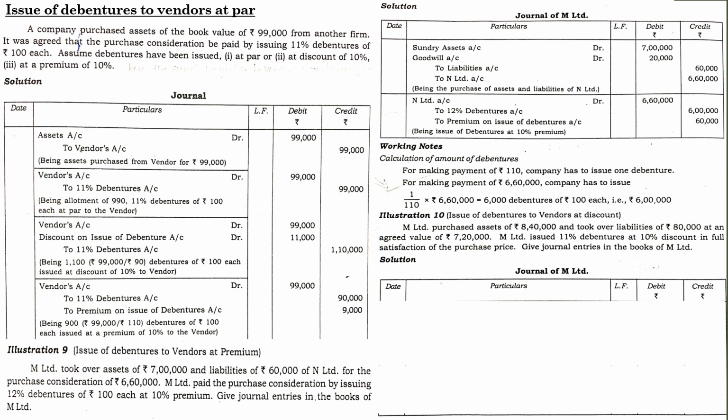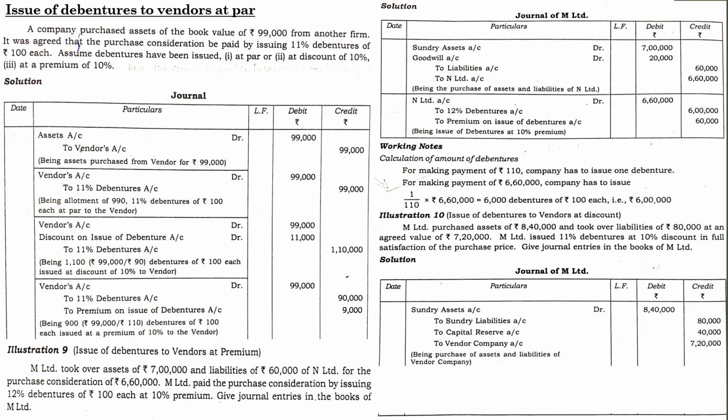So the difference is a positive value, and as per the table regarding the difference between the purchase consideration and the value of the business, if you are getting a positive value, it will be considered as a capital reserve. So pass the entries accordingly. Anyway, let us pass the journal entries. First of all, you need to pass the entry for the purchase. Purchase entry will be sundry assets account debit, to sundry liabilities, to capital reserve, to vendor company.